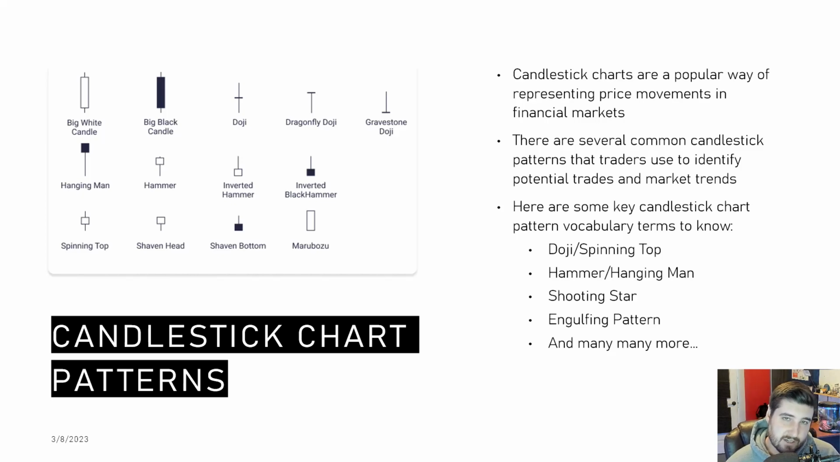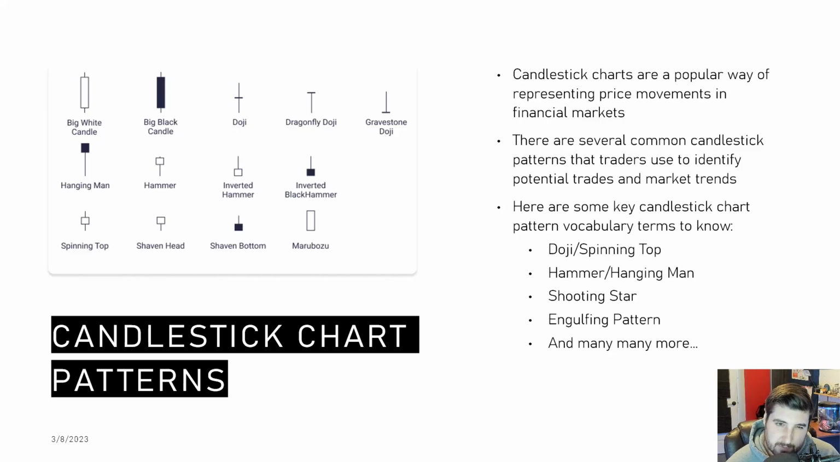Here are some key candlestick chart pattern vocabulary terms to know. You can see on the chart to the left, we have those big white candles, big black candles. I just call them impulsive candles. You could call them whatever you want. All you need to know is that's when it's a large body. Doji, indecisive candle, goes up, down, lands in the middle. Dragonfly went down, then back up to where it opened. And then the opposite, it went up and then back to where it opened, but just the reverse.